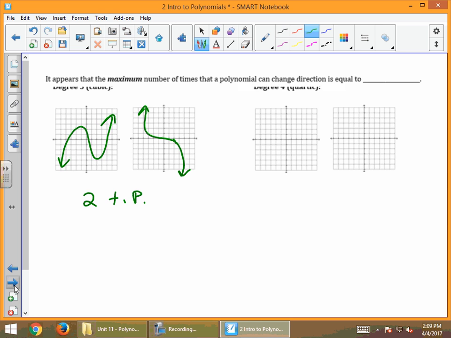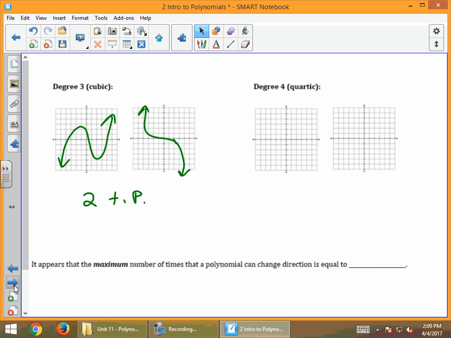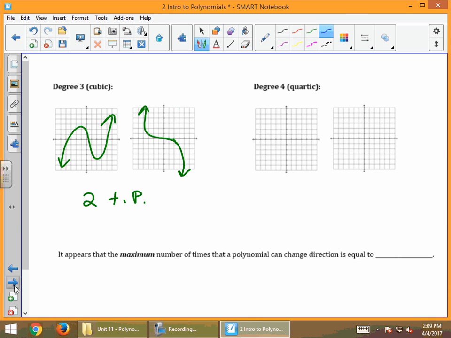How many turning points would a degree of four have? Yeah, that's a degree of 4. It's going to have 3 turning points, and it might look something like this. Or it could be like this. It kind of snakes like a cubic, and then it kind of curves up like a quadratic. It still has 3 turning points. There's 1, there's 2, and then there's 3.